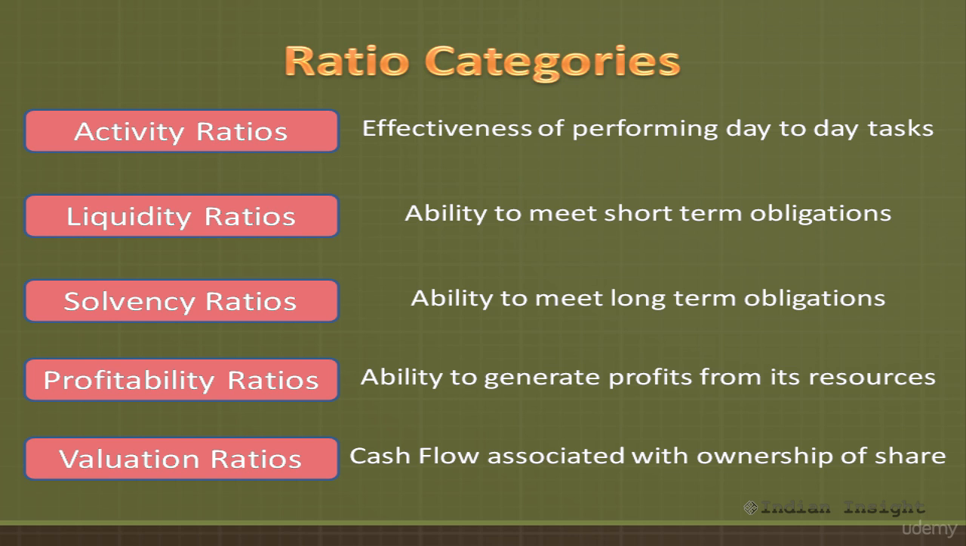For example, if there is an activity ratio that measures how quickly the company collects its receivables due from its customers, it is also useful in assessing the company's liquidity because the collection of revenues increases the cash available to the company. Now, in the next few videos, we'll look at a variety of ratios associated with each of these categories.